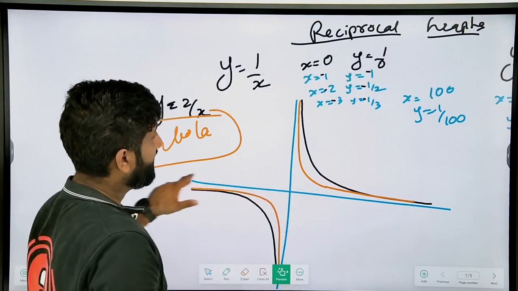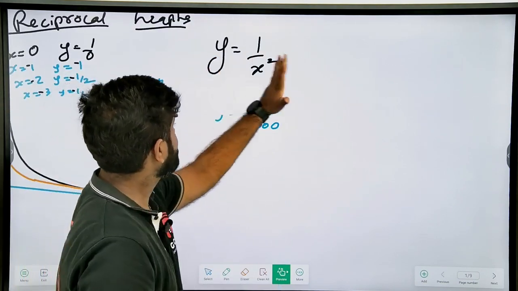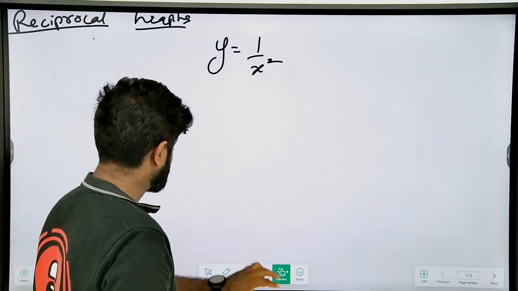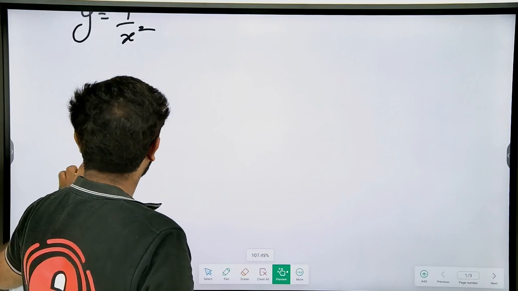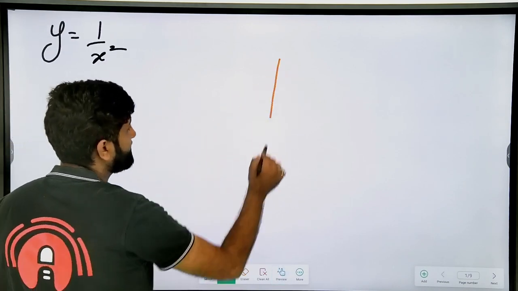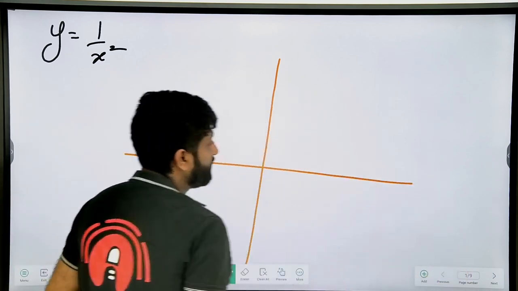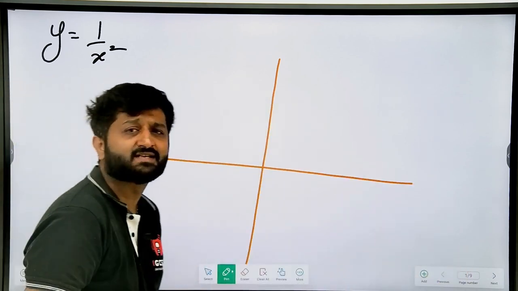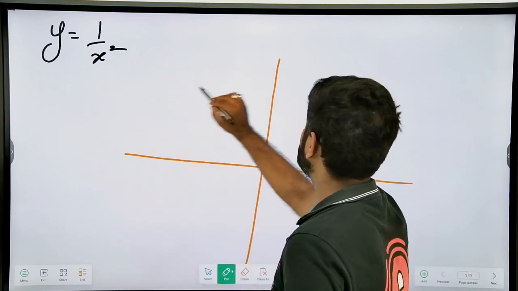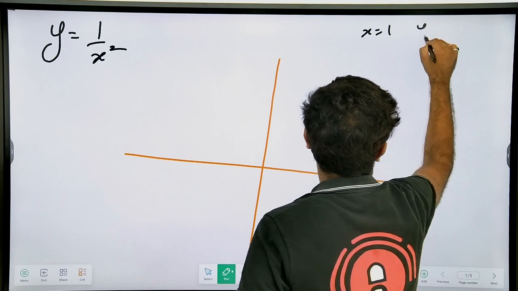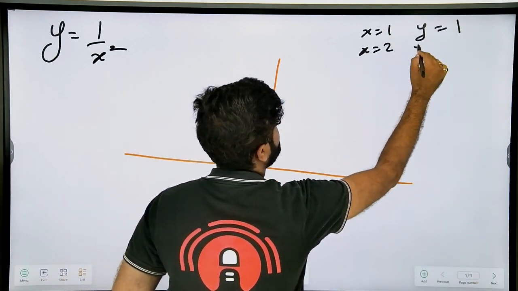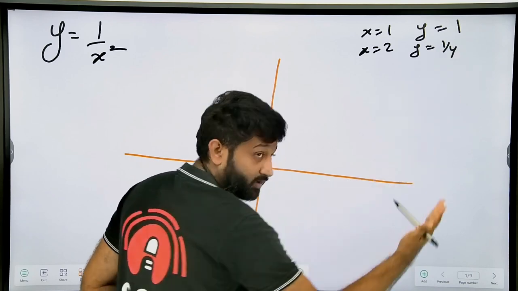Now, the next form of reciprocal graph, that is y equals 1 by x square. Now, this is very similar to the previous one, but with just a small change. When x is 1, y is going to be 1, right? Because this is 1 square. So when x is 1, y is going to be 1. When x is 2, y is going to be 1 by 4.